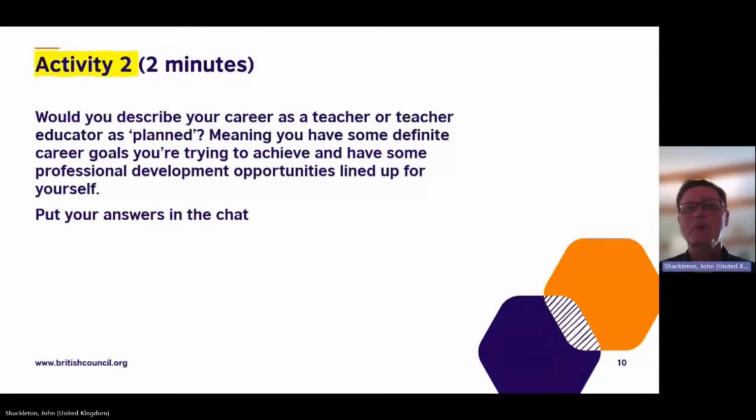Okay, so I'm going to give you a couple of minutes then to think about that. Would you say that your career to date as a teacher educator is planned, in the sense that you've got particular goals that you've thought about and you'd like to achieve, and you've lined up some professional development opportunities for yourself that will help you to achieve those career goals? If that's the case, if you could write planned in the comments or chat. If that's not the case, you could write something more like accidental or ad hoc or unplanned. Okay, so just have a think about that for a minute or so. Put your answers in the chat. Okay, I'll be back in a second.